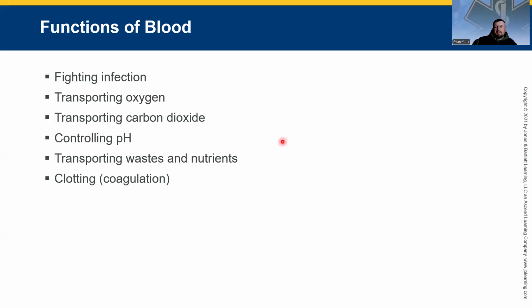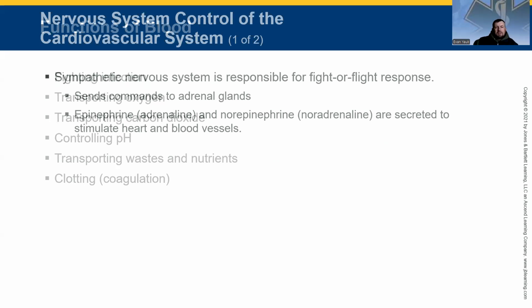So what are the functions of our blood? It helps fight infection. It transports oxygen. It transports carbon dioxide. It helps control our pH, transports waste and nutrients, and does the clotting or coagulation.